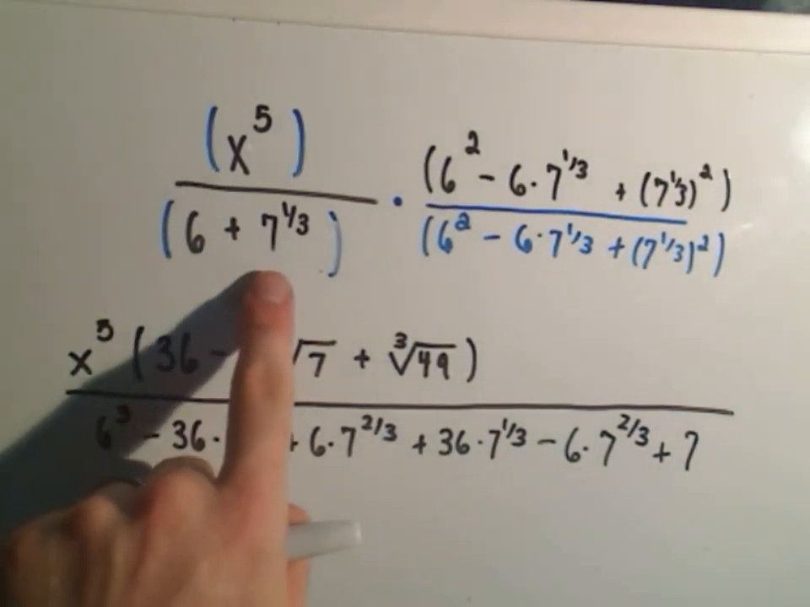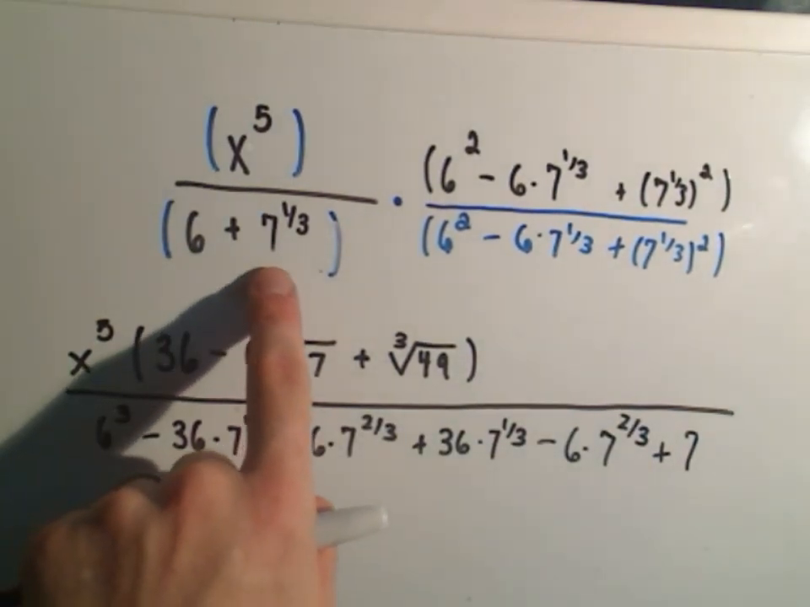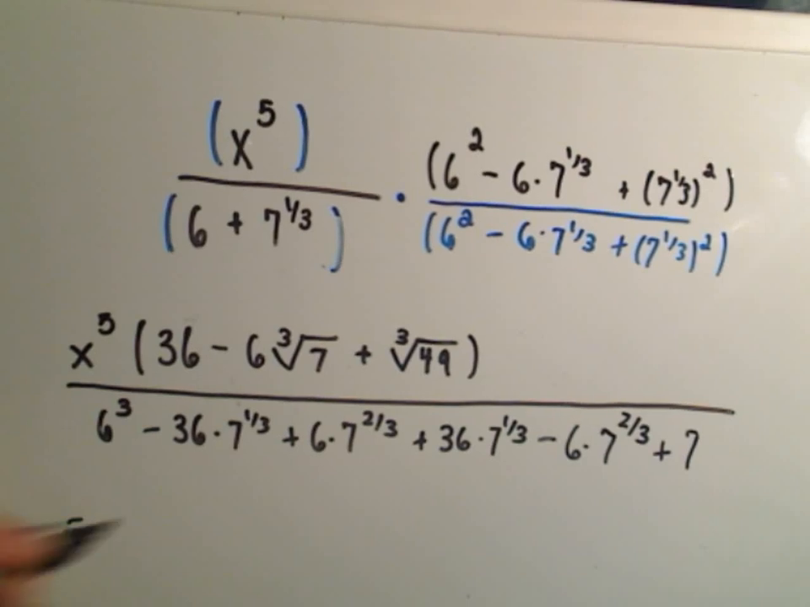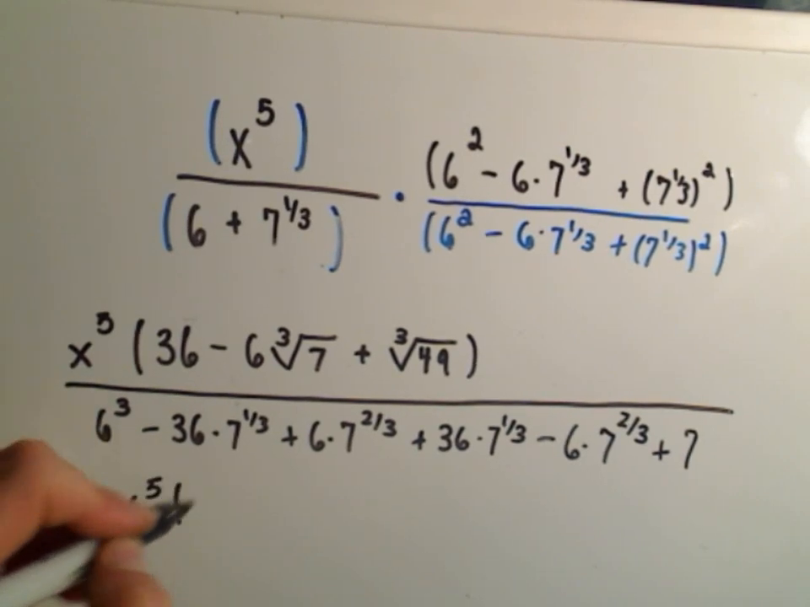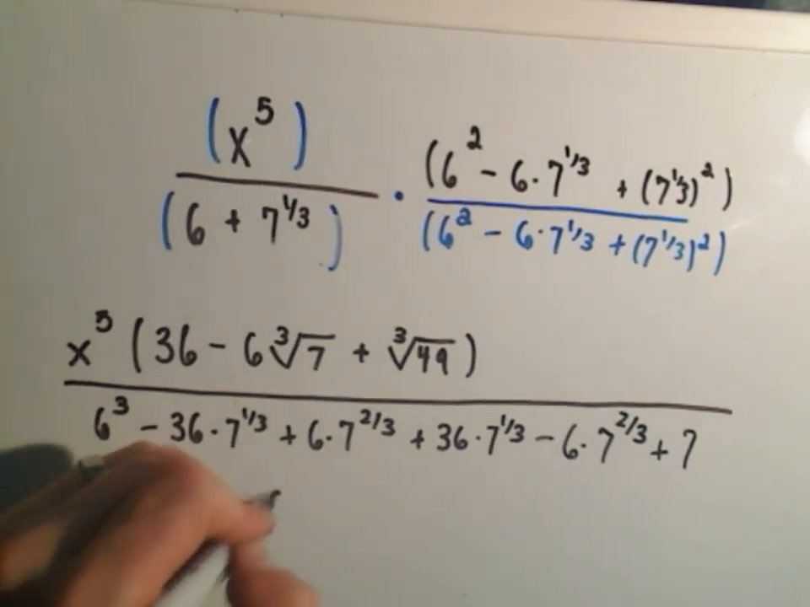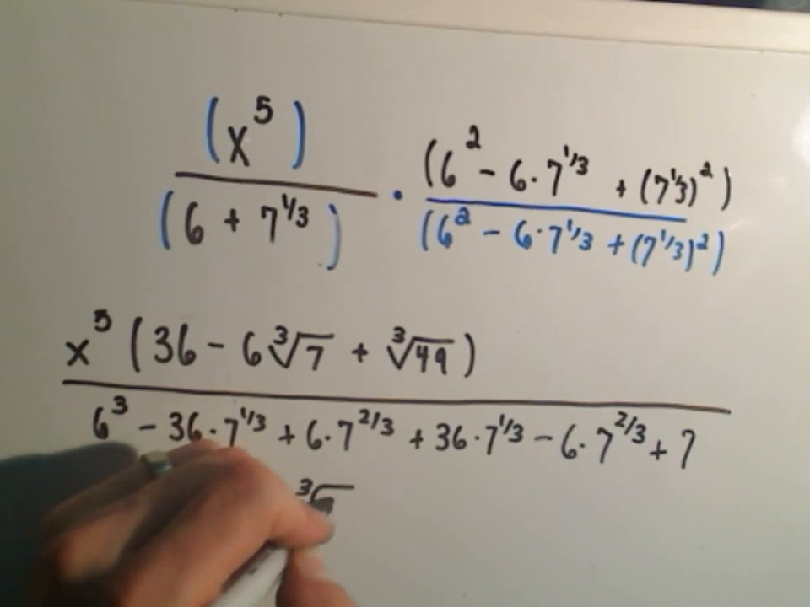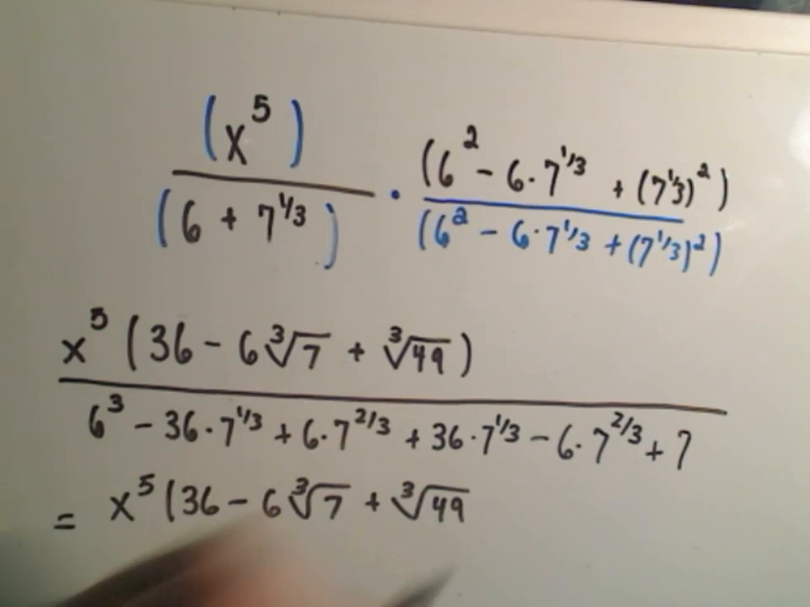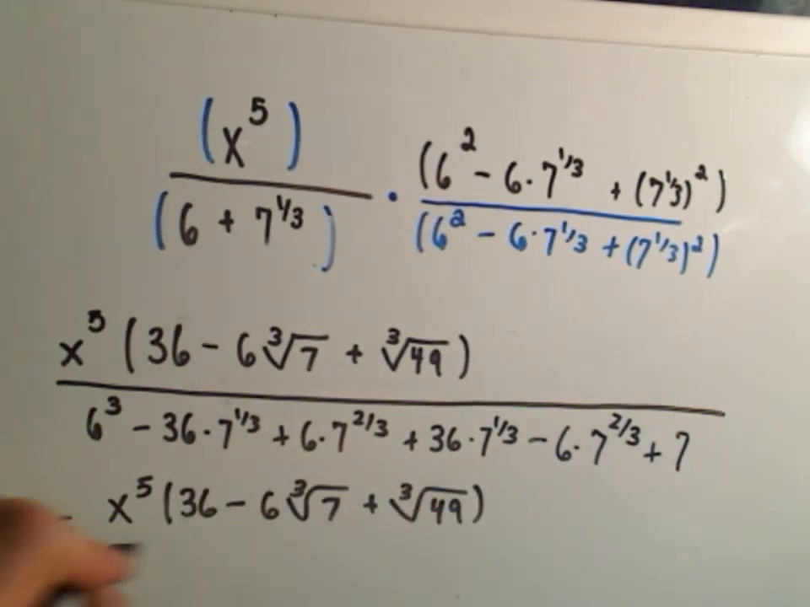I think that should be a plus in there. Let me make sure one more time. Yeah, I just should have made that a plus. Alright, so let's see what happens. Our numerator is left alone. So we have x to the 5th times 36 minus 6 times the cube root of 7 plus the cube root of 49. Kind of tedious stuff here.